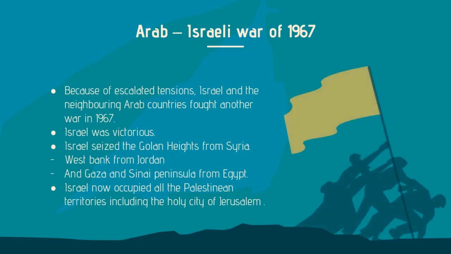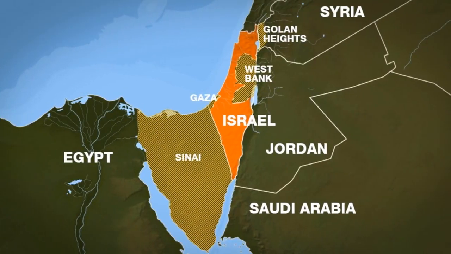Arab-Israeli War of 1967. Due to tensions between Israel and the neighboring Arab countries, that is Egypt, Syria, and Jordan, they fought another war which lasted 6 days. Again, Israel was victorious. In this war, Israel seized the Golan Heights from Syria, the West Bank from Jordan, and the Gaza Strip and the Sinai Peninsula from Egypt. Israel now occupied all the Palestinian territories, including the western part of the holy city of Jerusalem.